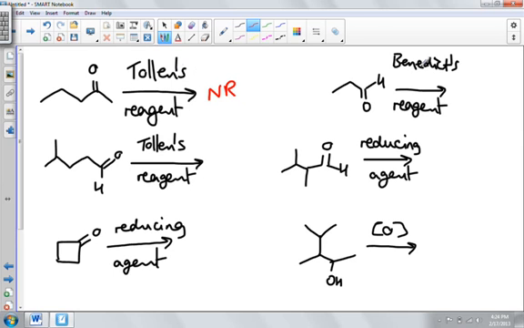So we've got Tollens reagent, Benedict's reagent, and Tollens reagent here. If we have a ketone in any of these, nothing's going to happen. That's a ketone, hence no reaction. That's an aldehyde, and that's an aldehyde. So we'll get products in both of these cases.